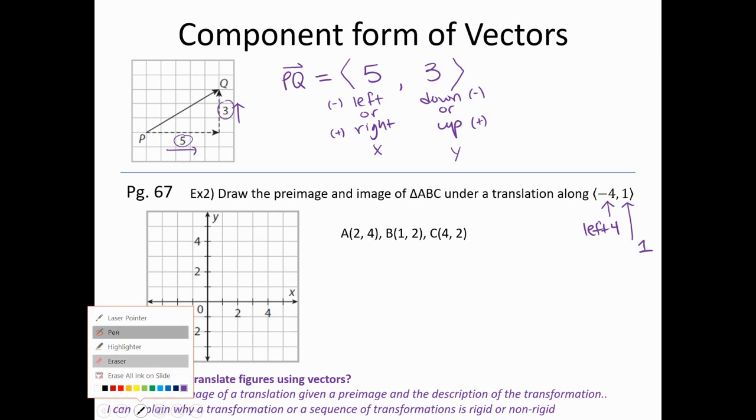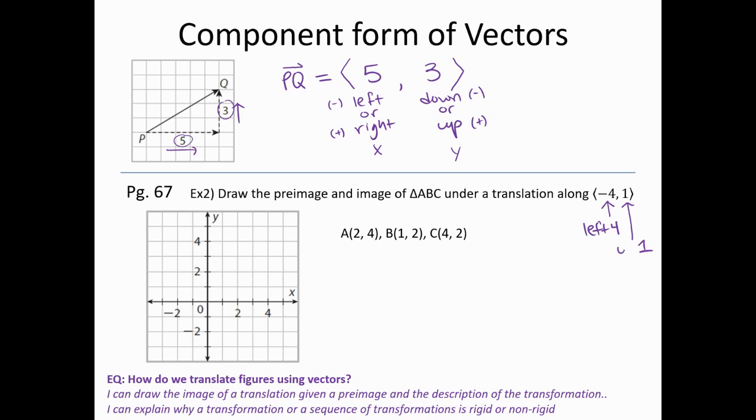So the vector in component form tells us how to move. Instead of looking at a picture and counting ourselves, this one just tells us what to do. I'm going to take every single one of those ordered pairs A, B, and C and move them left 4, up 1. Let's start by graphing them. Over 2, up 4. This is going to be A. Then over 1, up 2. This one's going to be B. And then over 4, up 2. This one is going to be C. So here is my original figure, ABC.